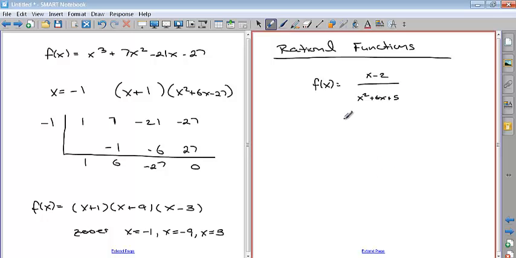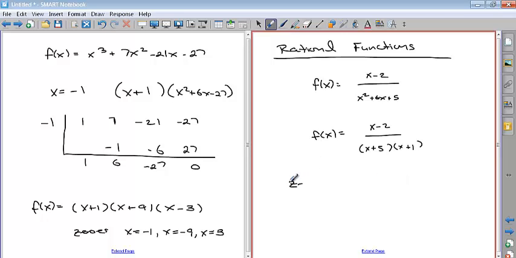So in plotting a rational function, you need to know what the zeros are, what the vertical asymptotes and the horizontal asymptotes are, and any y-intercepts. So let's just factor this first. So you'll have x minus 2, and you can factor the denominator as x plus 2 and x plus 3. And actually, that's not what I was looking for. It's x plus 5 and x plus 1. Okay, x plus 5 and x plus 1. That works out.